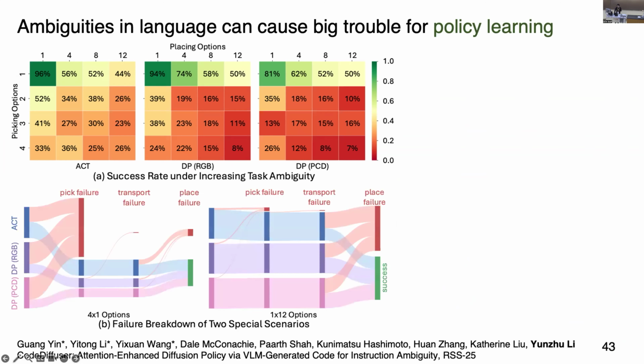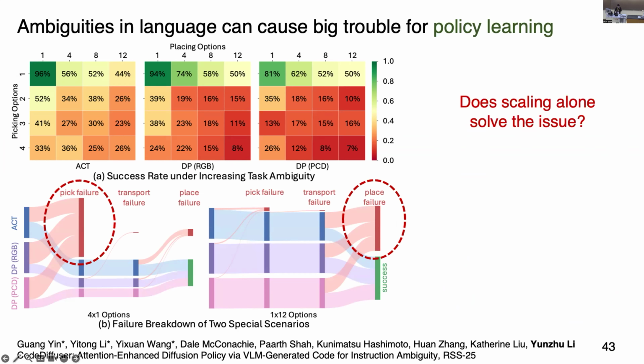We have also been trying to do more careful investigations on where the system fails. We realize, for example, that if there are more options for the picking, the picking phase is more likely to fail. And if there are more options for the placing, it's actually the placing phase that is more likely to fail. It clearly shows that it's the multimodalities that are making the learning and the scaling up of this policy learning have problems.